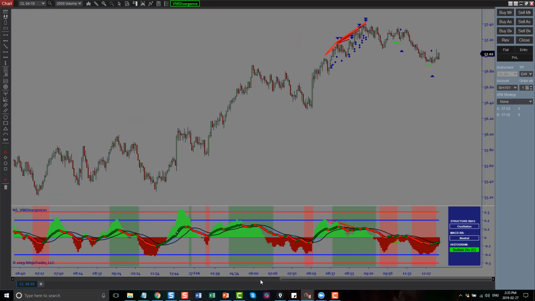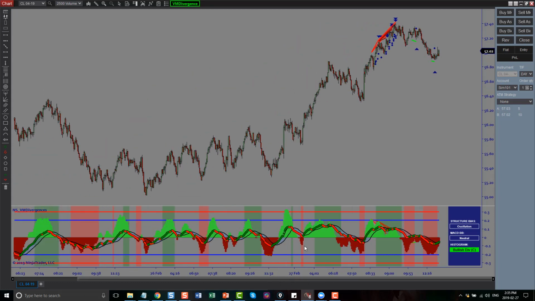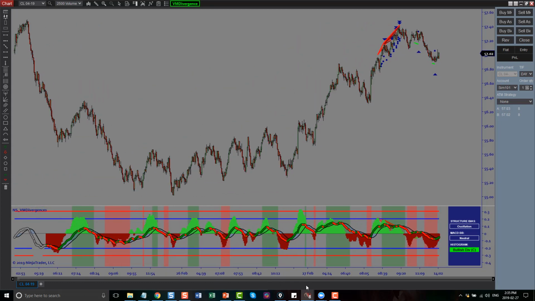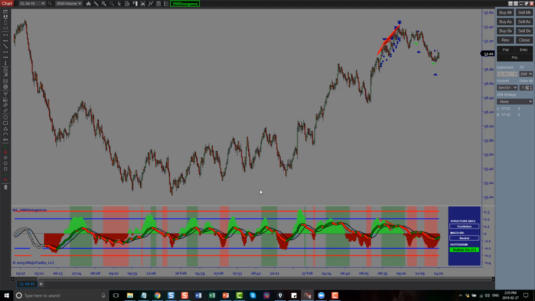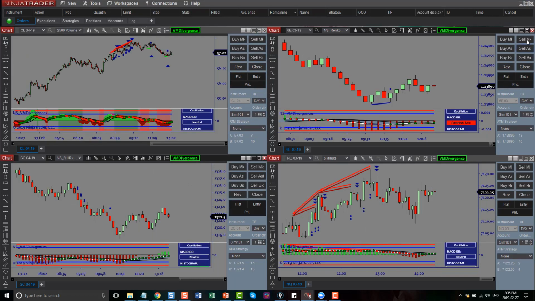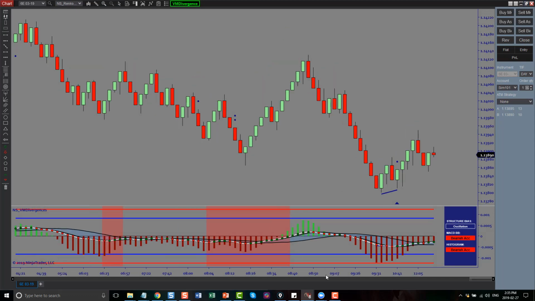Okay, so let's go back here. Just looking at this chart, what do you see here as more prevalent? Do you see more gray or do you see more colors? There's more gray, isn't there? Let's go over here and show you other markets. I'm going to look at a Renko chart.